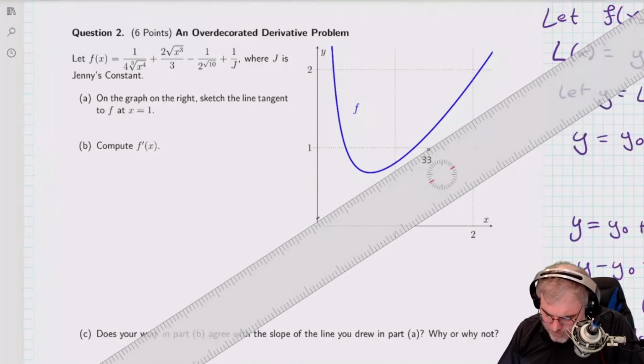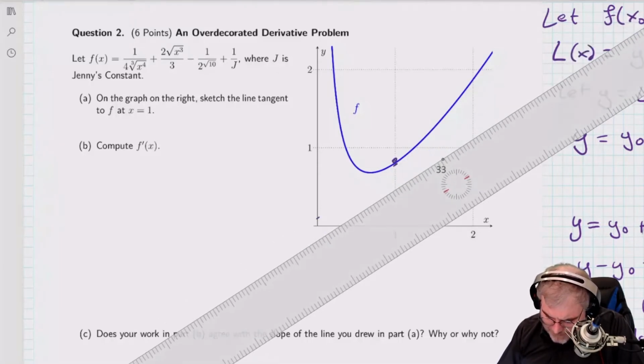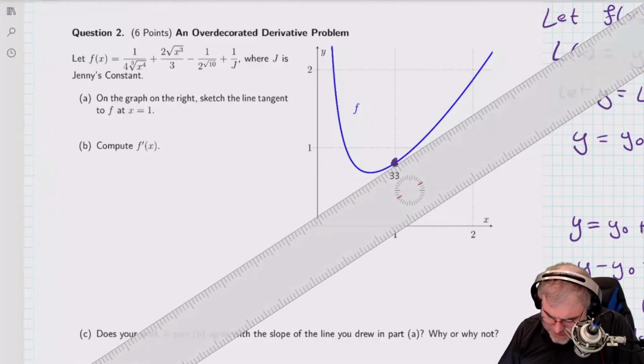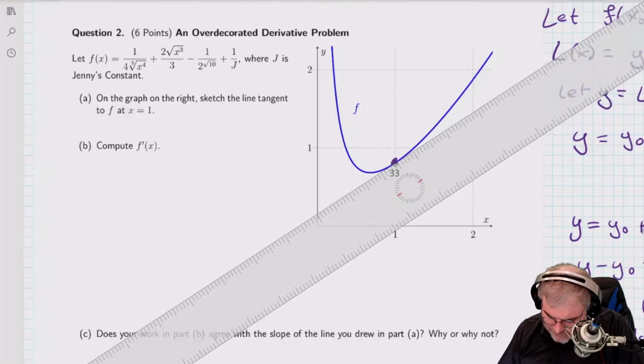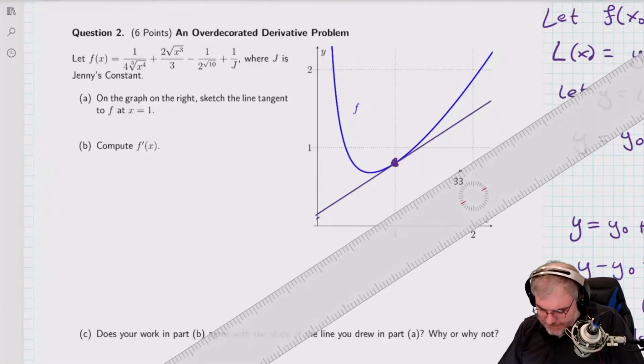But are we all on board with the fact that that point right there is the point we're looking for? That's the important thing here. That's the point through which this line should pass. There we go. Something like that. Okay.